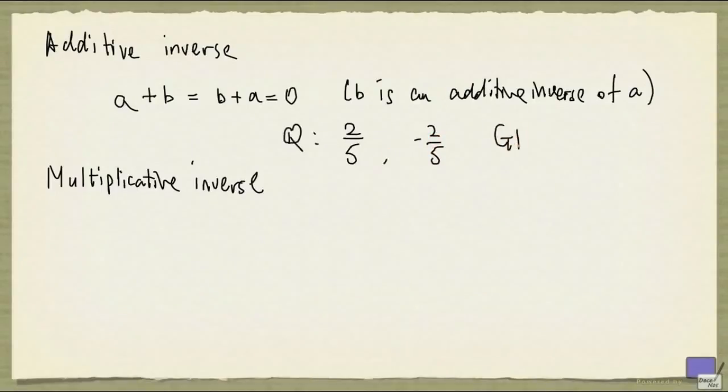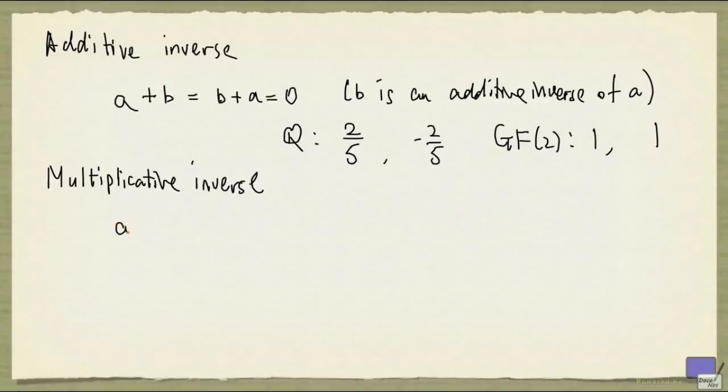And what about in GF2? Remember that this field has only two elements, 0 and 1. So the additive inverse of 1 is going to be 1, because 1 plus 1 is 0 in this field. So there is no negative sign here, as you see, because we don't have any negative numbers in GF2.